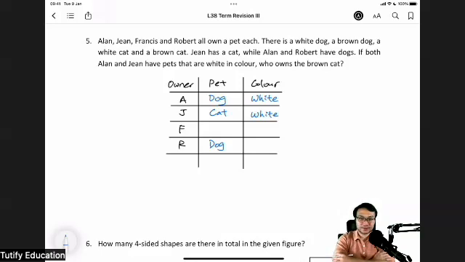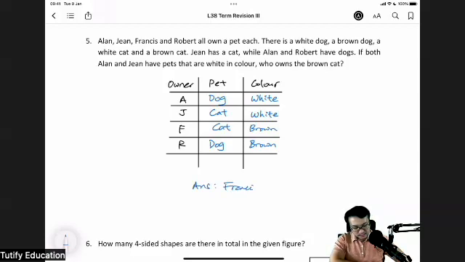What should I write down for Robert? What color do you think is Robert's dog? Brown. Okay, brown. What about Francis? Do you think he has a dog or do you think he has a cat? Cat. And what color is Francis' cat? Brown. So who has the brown cat? Francis. Well done. Was this easy?